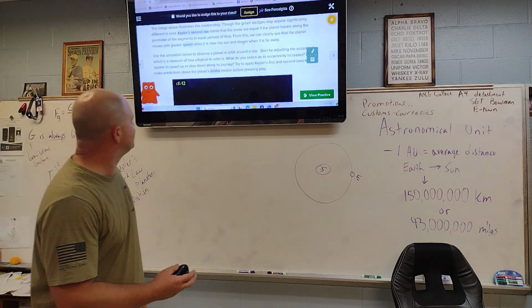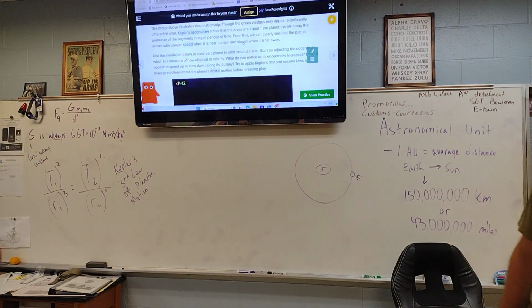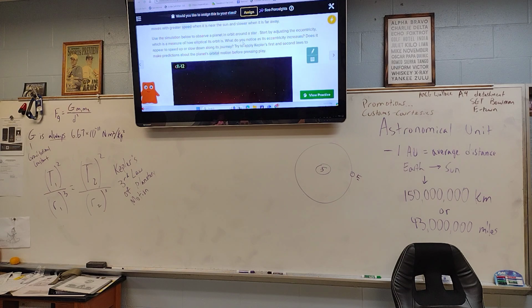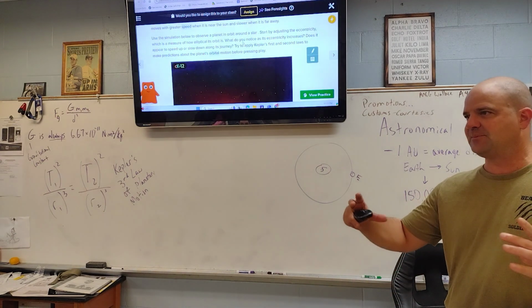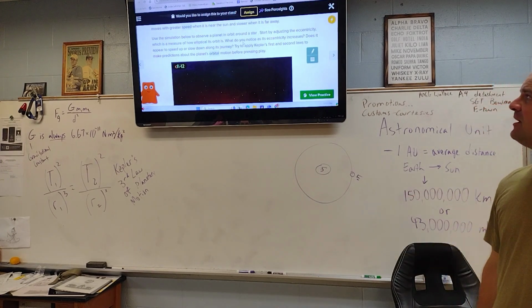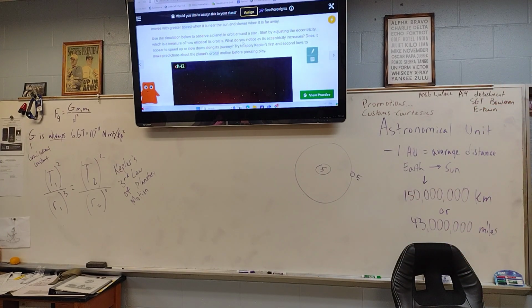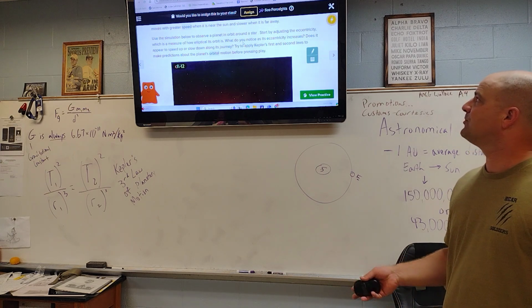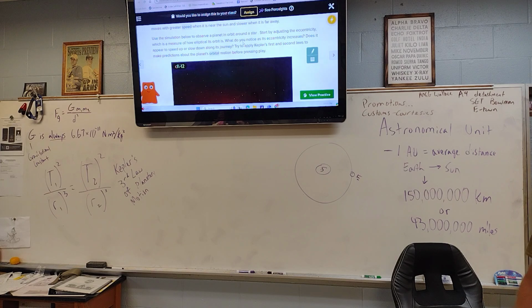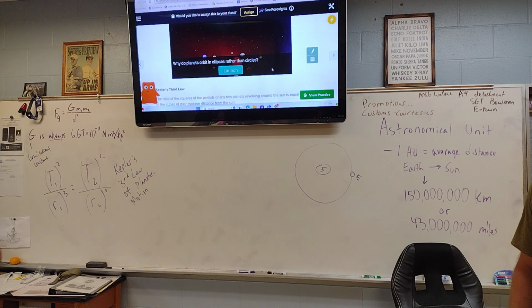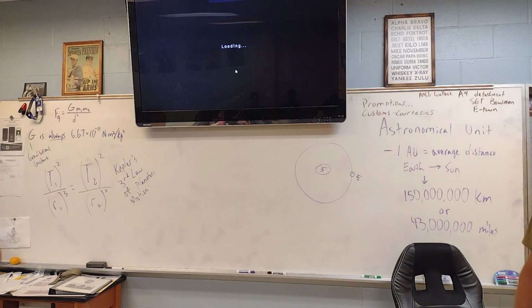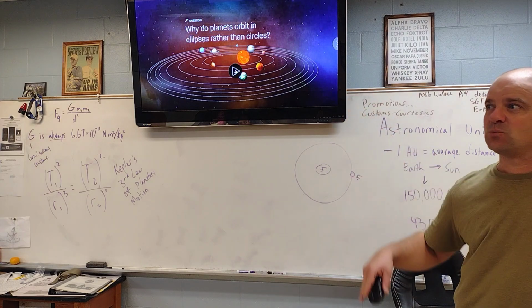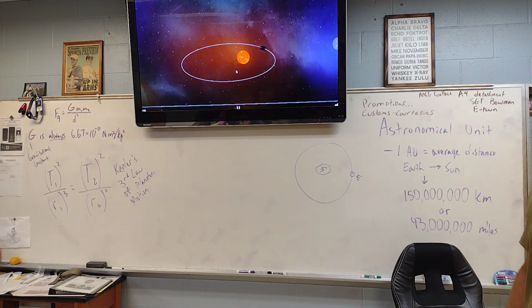Use the simulation below to observe a planet in orbit around a star. Start by adjusting the eccentricity, which is the measure of how elliptical its orbit is. So the more elliptical, the less perfectly round it is, the more eccentric it is. What do you notice as its eccentricity increases? Does it appear to speed up or slow down along its journey? Try to apply Kepler's first and second laws to make predictions about the planet's orbital motion before pressing play. So let's launch it.